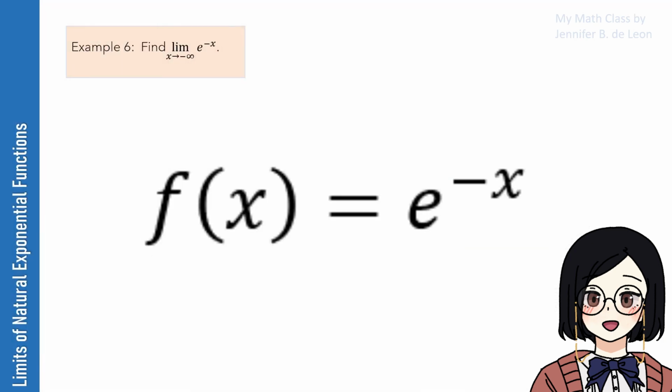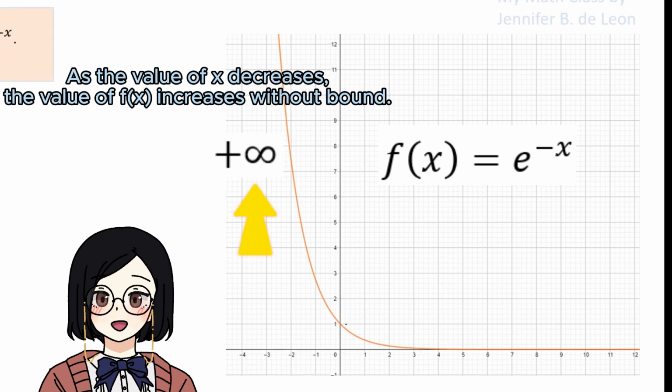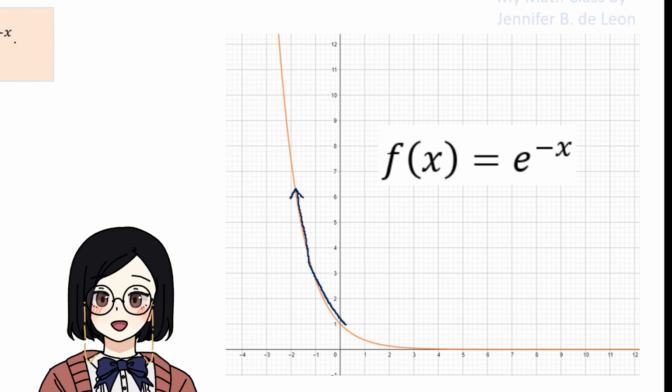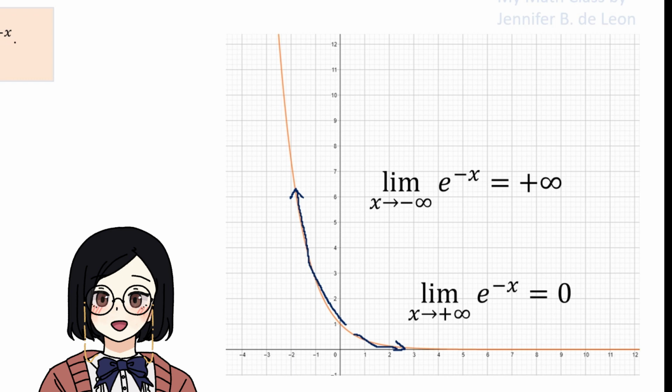What if f of x is equal to e raised to negative x? Study the graph of this function. Notice that as the value of x decreases, the value of f of x increases without bound. On the other hand, as the value of x increases, the value of f of x gets closer to 0. From this, we can say that the limit of e raised to negative x as x approaches negative infinity is positive infinity, and the limit of e raised to negative x as x approaches positive infinity is 0.